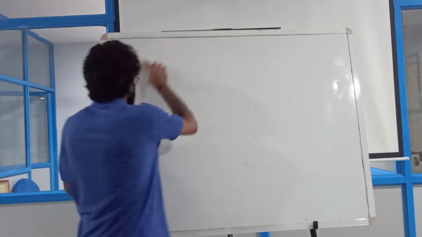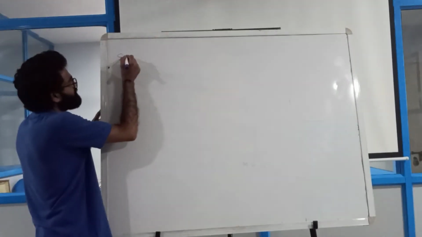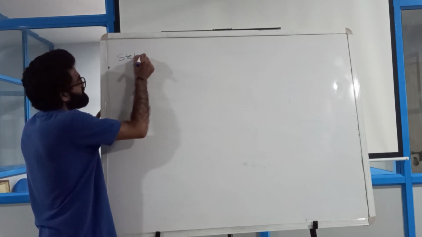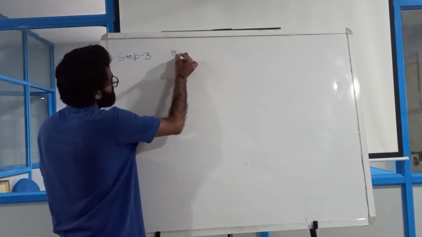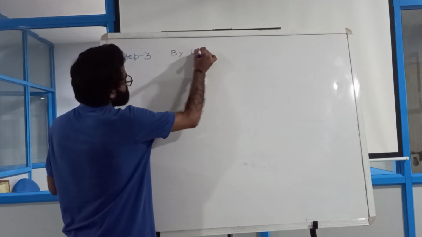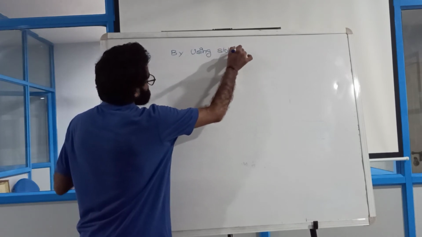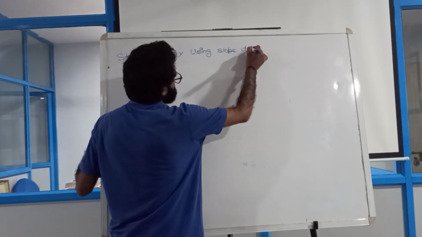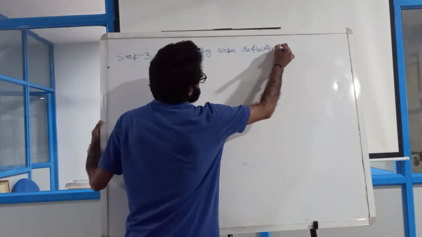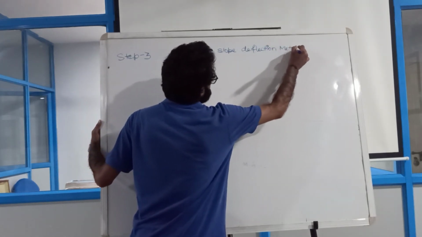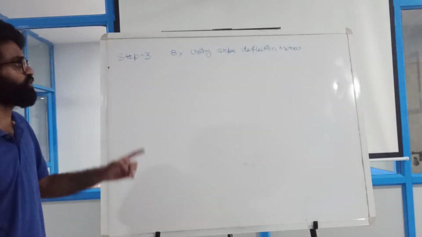So let us come to my next step, that is step number 3. What is step number 3? Step number 3 is by using slope deflection method. So in this step I am going to use the slope deflection method.